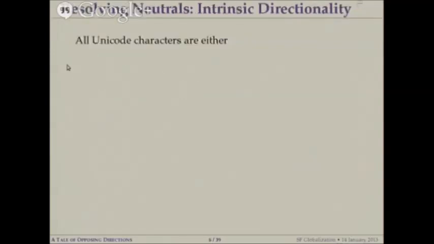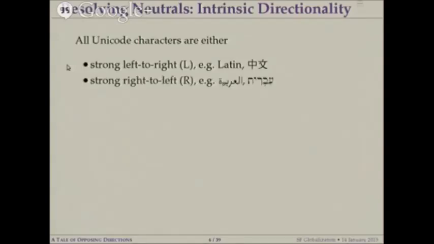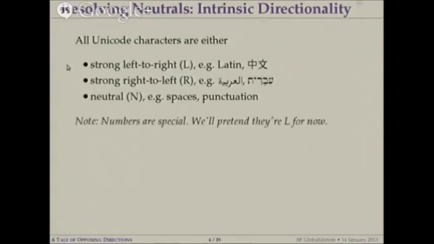So resolving neutrals. All Unicode characters are either strong left to right characters, such as Latin, Chinese, almost all the languages of the world are written left to right, or modern languages. Or they are strong right to left. There's a handful of scripts, Arabic and Hebrew being 2 of the most common, that are written right to left. Or they're neutral. So spaces and punctuation in Unicode are neutral characters. So the first step in Bidi is to figure out, well, what do the neutrals resolve to?